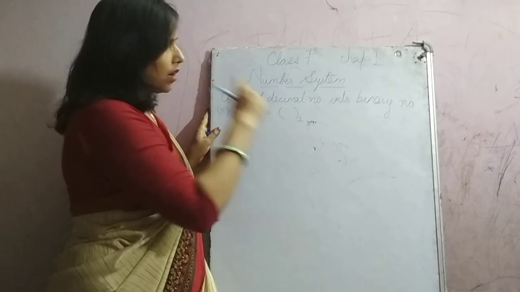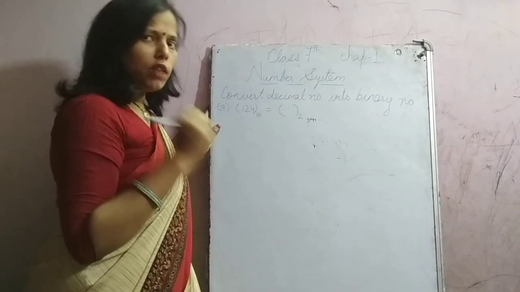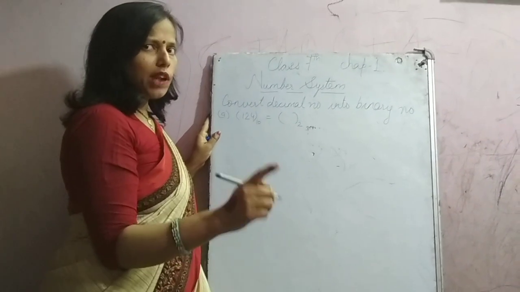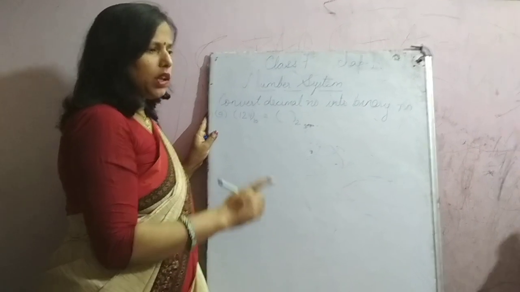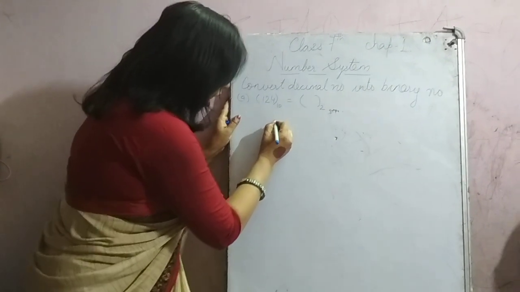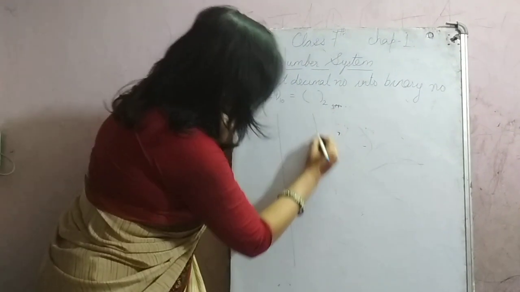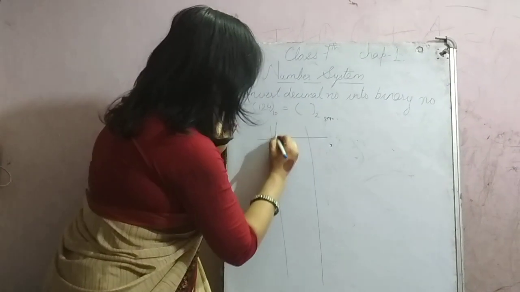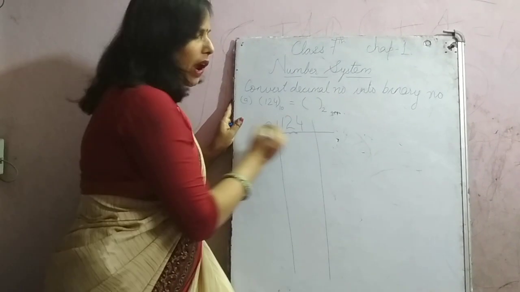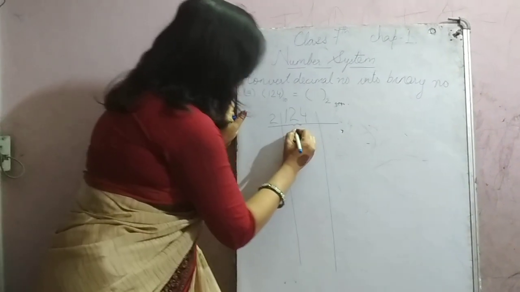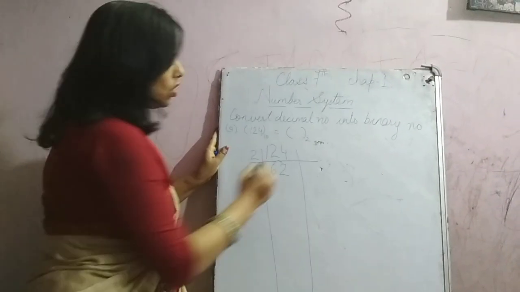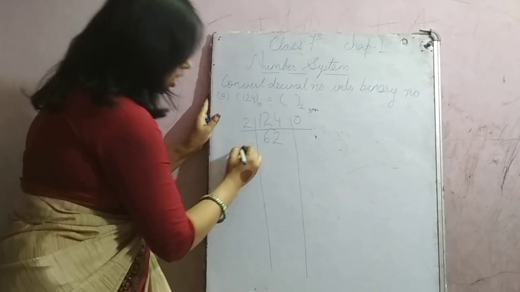Now, while converting the decimal number into binary number, always what we have to do, we have to divide the decimal number by 2. And we don't have to take any other number. Only 2 is used to divide this number. So let's see how to divide this number. 124 will be divided by 2. While dividing it by 2, it will be 62. Now, there is no remainder. Remainder is 0. So, we will write here 0 because there is no remainder.